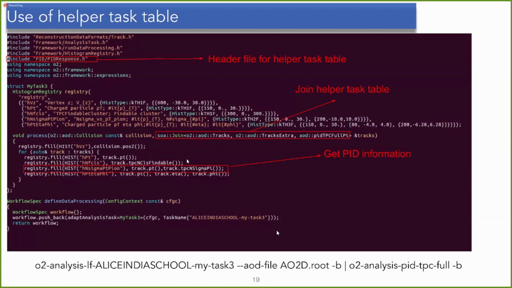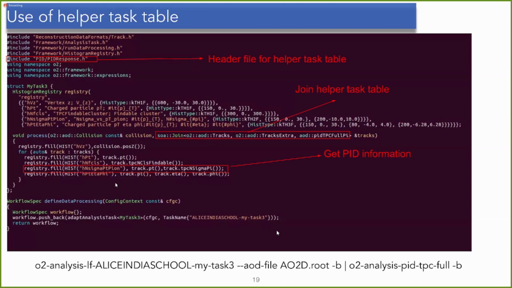Then in a similar way to the previous example, I add another helper table which contains the PID information, and the table name is pidTPCFullPi. It basically contains the information of nSigma for the pion, and we can join it with the tracks and TracksExtra in a similar manner using the join. Then one can directly call tpcNSigmaPi from the track to get the PID information, and one can fill it.